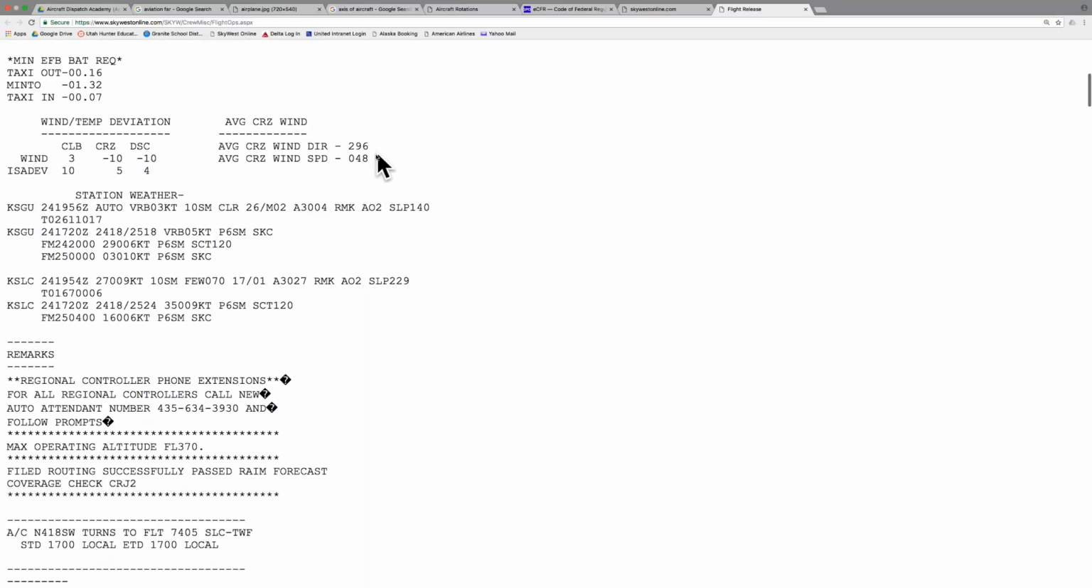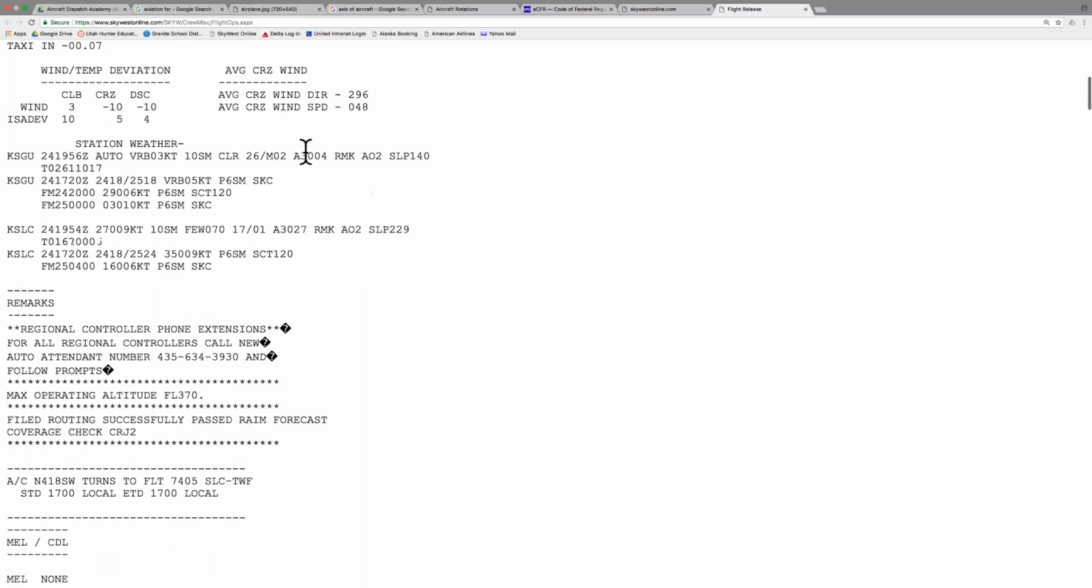And then this is our wind speed and direction. So this is what we plan over the route of the flight. This is where we plan the winds to what we're planning them to be doing.